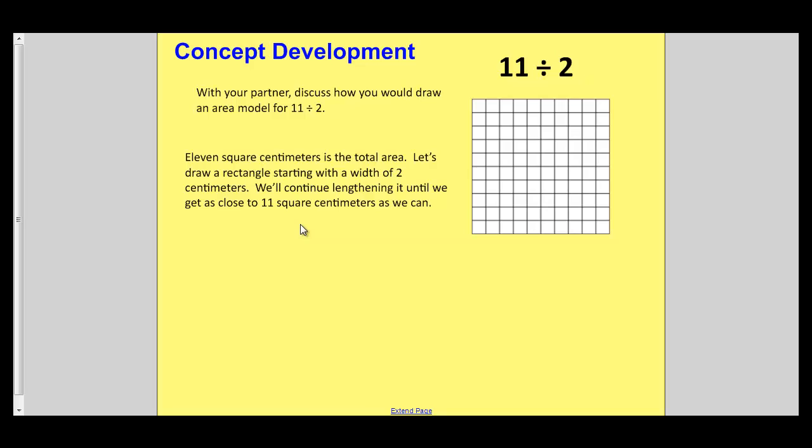Okay, what would you do if you were going to draw an area model to represent 11 divided by 2? All right, so on your graph paper, we're going to draw 11 square centimeters. So we're going to draw a rectangle that has an area of 11 square centimeters. So I'm going to try to do this. It's really important that the width is 2, just like in the last one. So we've got 2, 4, 6, 8, 10. And then I have to draw 1 more, just like that. So that is what your model would look like for 11 divided by 2.